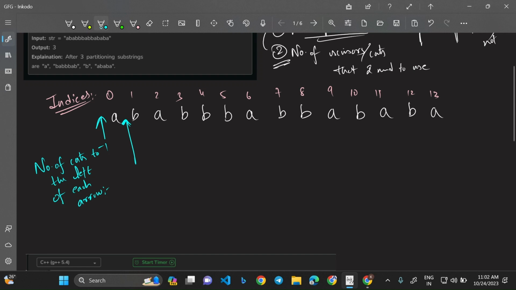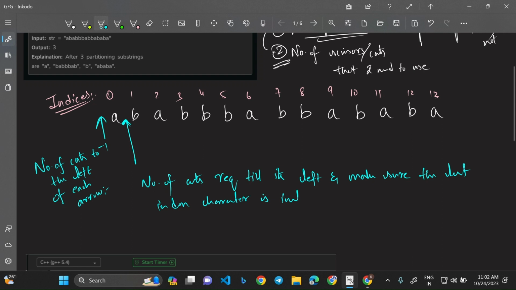This arrow denotes the number of cuts required till its left, making sure the last index character is included and a palindrome is formed. Okay, this is what it means. If I'm at this particular point, then I need to decode how many cuts are required so that the string that is available to me is a palindrome.